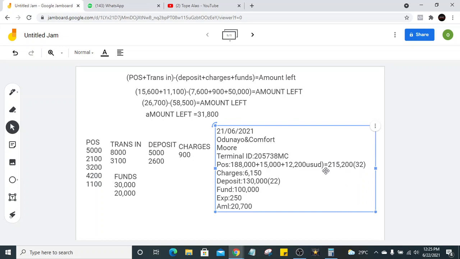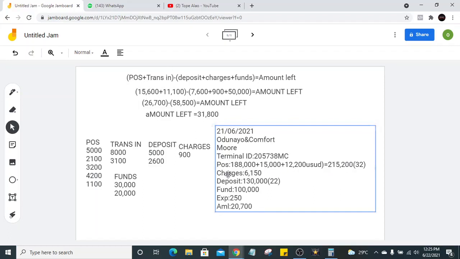So this is 12,200. This is the total POS. I just added everything together, that is everything in these brackets, POS plus this, and that gives her 215,200.